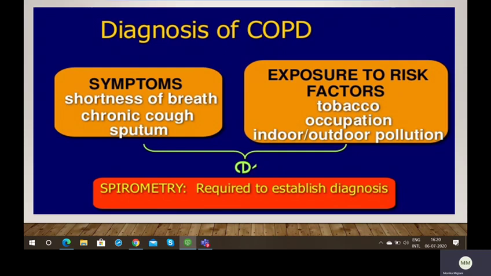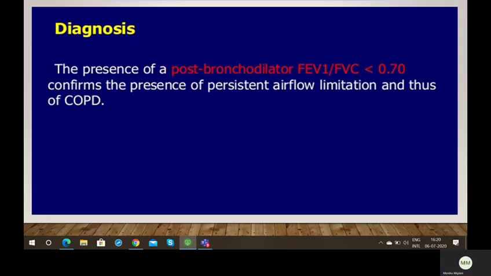Now coming to the diagnosis. Diagnosis is related to the symptoms, exposure to risk factors, followed by investigations such as spirometry, as shown in the slide. Diagnosis: presence of post bronchodilator FEV1 by FVC less than 0.70 confirms the presence of persistent airflow limitation, and thus it can be diagnosed as a case of COPD.